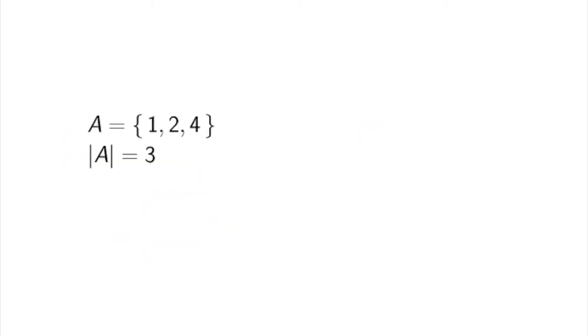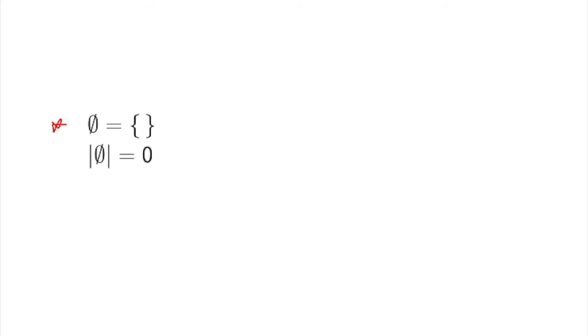A few more points on notation. The bars over here mean cardinality, and what cardinality means is the size of a set, i.e. how many elements are in the set. Since there are 3 elements or 3 numbers in this set, we say that the cardinality of A equals 3.